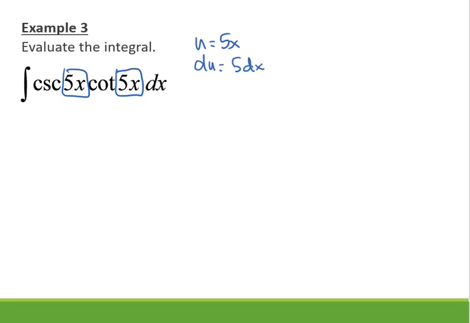Just so you know, some teachers, if you have teachers in college, some teachers will solve for the dx and substitute in. And you can do that too if you want. I don't care. Okay.